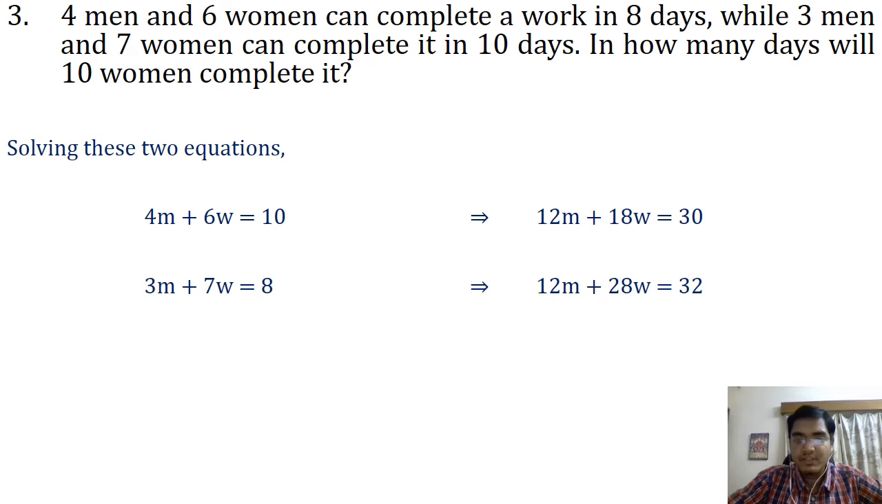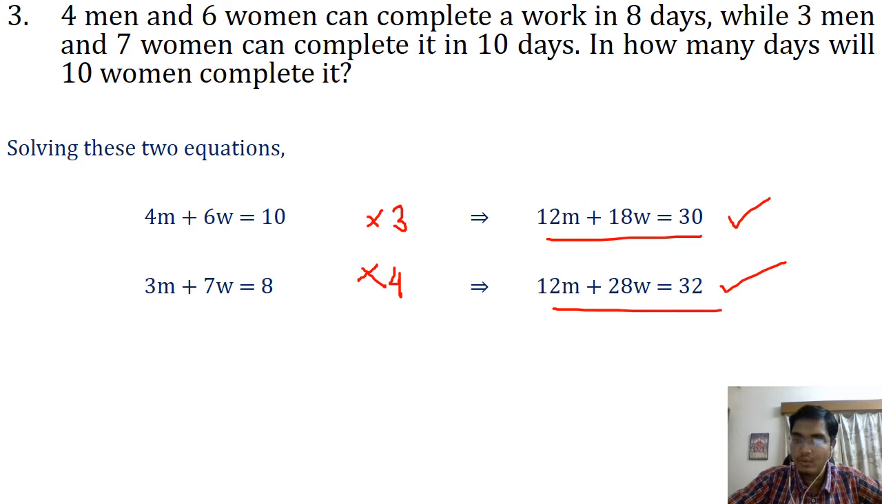So for solving these two equations, we multiply our first equation by 3 and our second equation by 4. So this equation becomes 12m plus 18w equals 30. The second equation becomes 12m plus 28w equals 32. So we subtract our second equation from the first equation or vice versa.